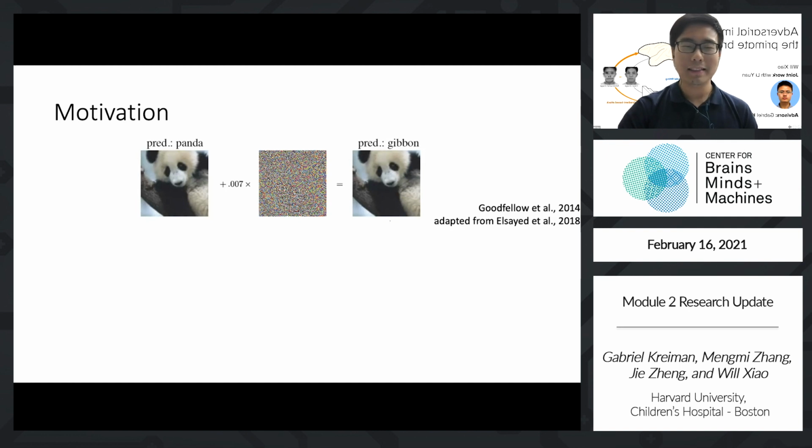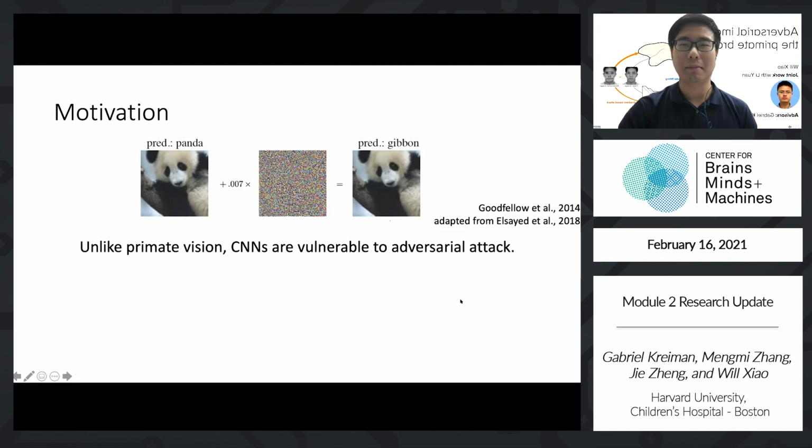And what's more, this is not shown here, but CNNs assign very high confidence to these incorrect predictions about adversarial images. And this seems like an intuitively compelling example that CNNs are unlike our vision in being susceptible to adversarial attack.